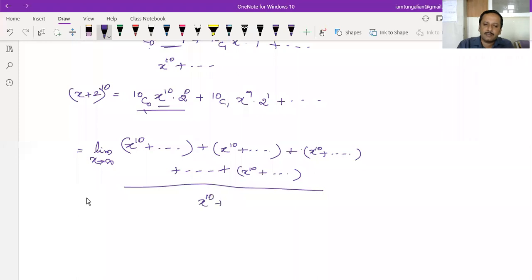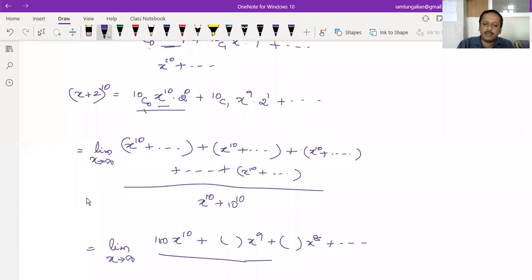x¹⁰ plus 10¹⁰. That's equal to limit x tends to infinity. So there are 100 such expansions. If I add all those, I'm going to get 100 into x¹⁰ plus some number into x⁹ plus some other number into x⁸ and so on. Denominator is x¹⁰ plus 10¹⁰.